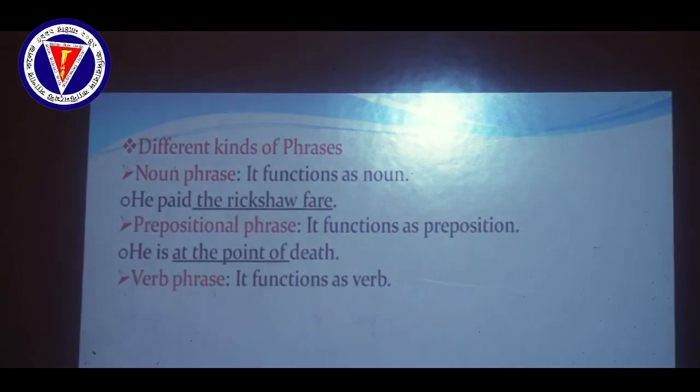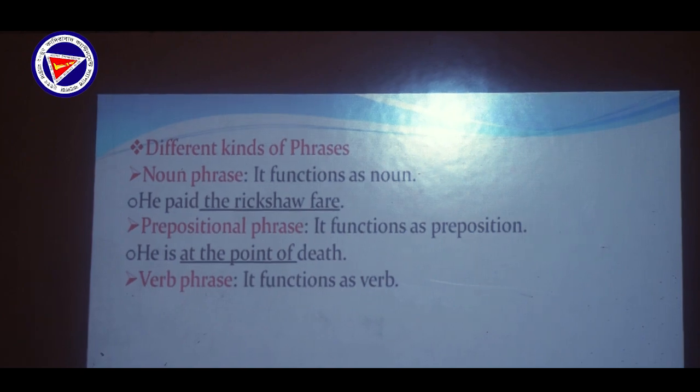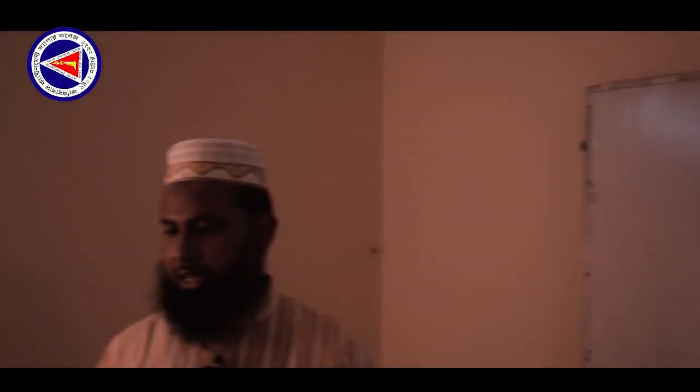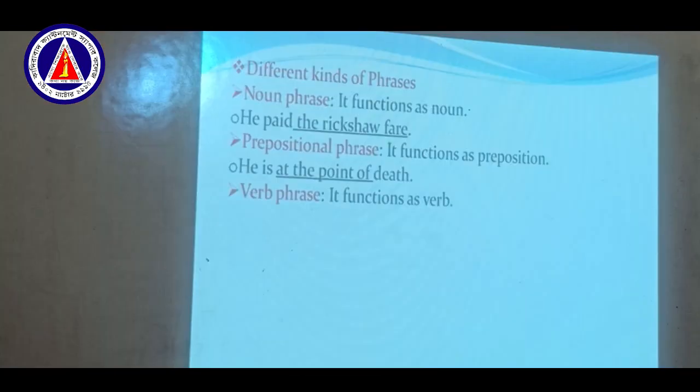Next, it's about the verb phrase. So what is a verb phrase? I said in a phrase there is no verb, but a verb phrase functions as a verb. So there is an example.